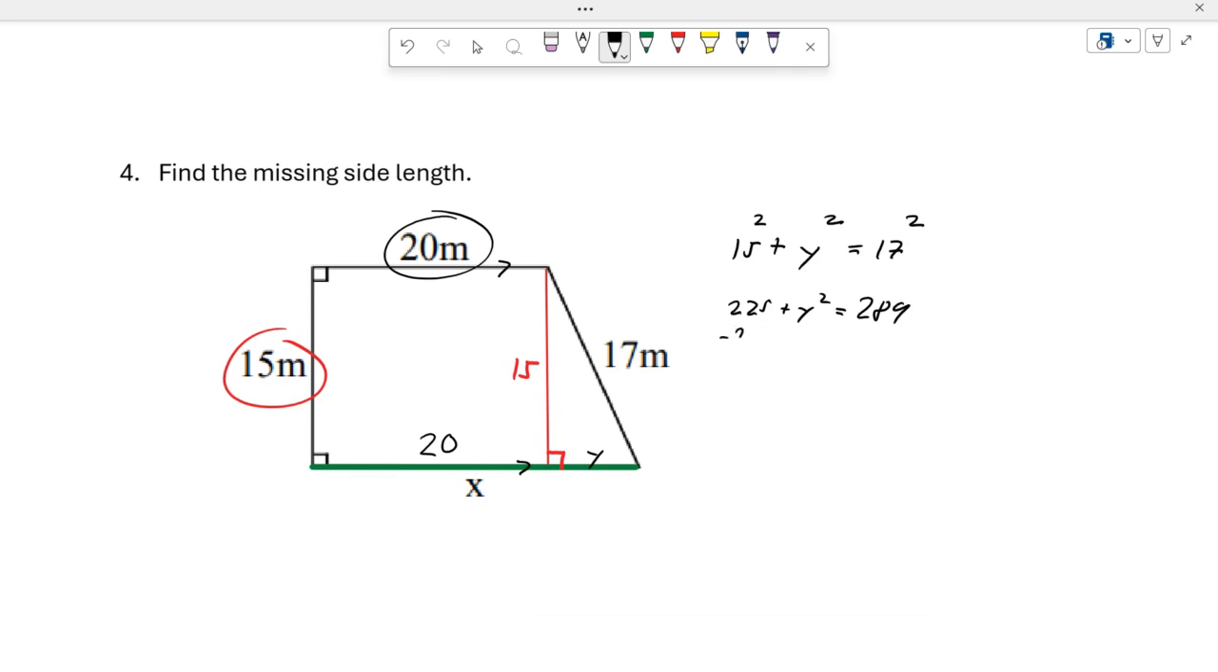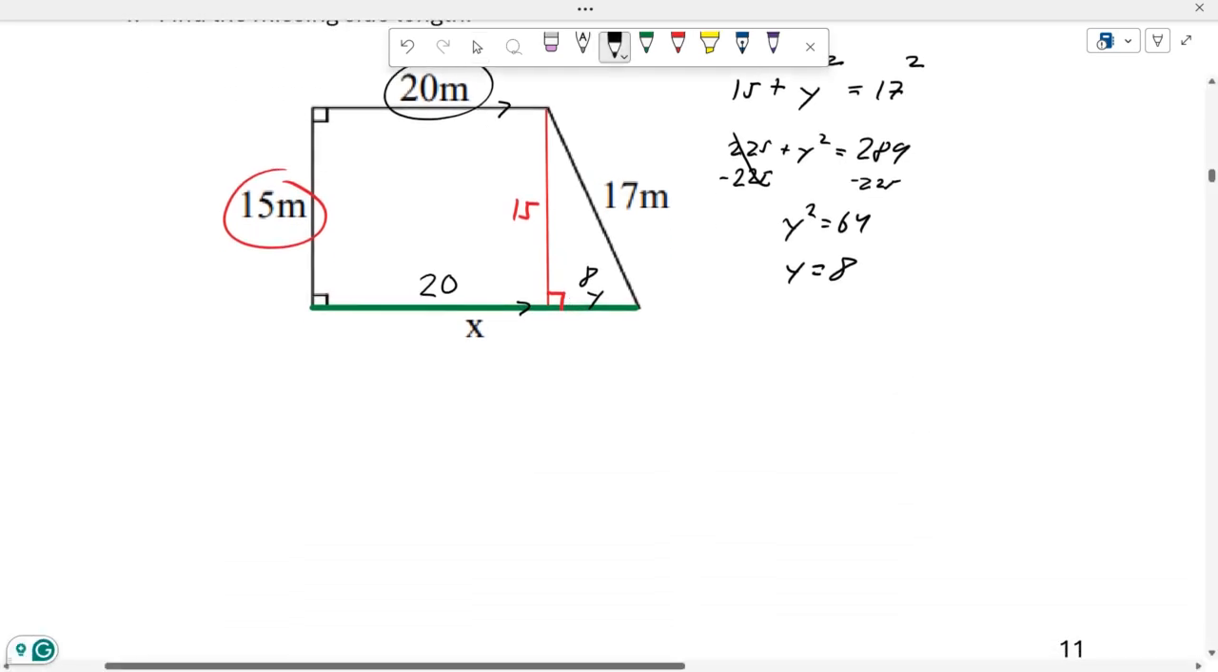And we've got to get y by itself. So subtract 225 from both sides. The 225 goes away. Y squared is 64. I take the square root of both sides. I don't need the negative. And y is 8. So this piece of green is 8. Also, for those of you familiar with Pythagorean triples, you'll notice that 8, 15, 17 is another Pythagorean triple. If you can recognize those, it just saves you a little bit of work.